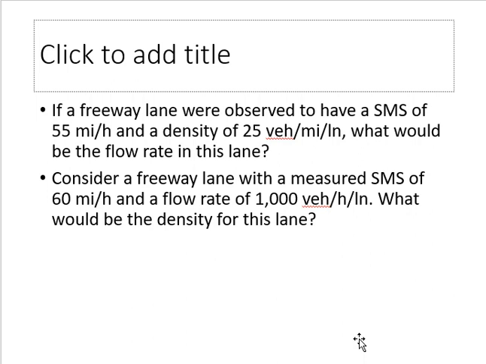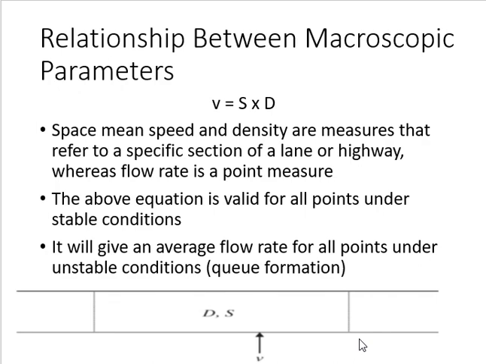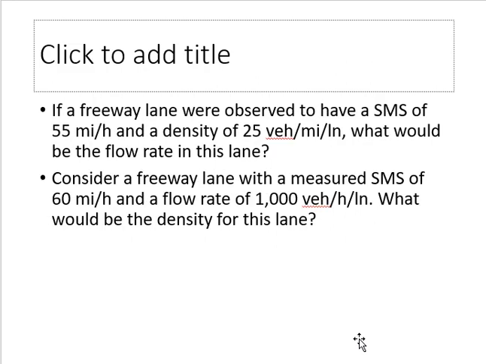Look at the second question. Freeway lane with a measured SMS of 60 and flow rate of 1000. Now what do you do with this? You need density. You have what? Speed and flow rate. So now you do what? You divide flow rate by speed. This equation, right? So now they gave you V and S. They are asking for density. And the units will be vehicle per mile per lane. Again because. Can you do this? Simple, right?